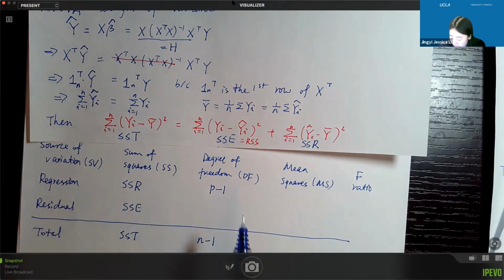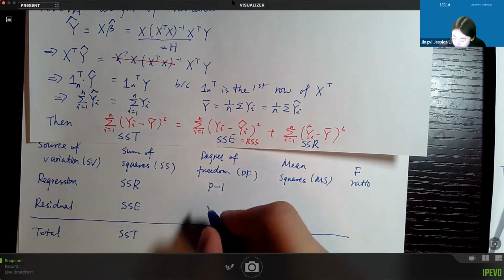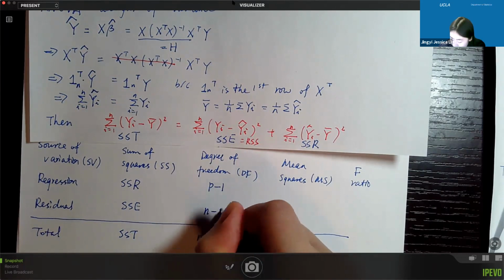Then the nice thing about the degrees of freedom is that they're additive. So these 2 degrees of freedom add up to this one. So then you can clearly see the residual degree of freedom is n minus p.